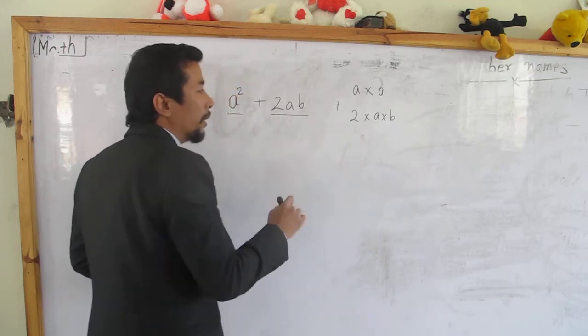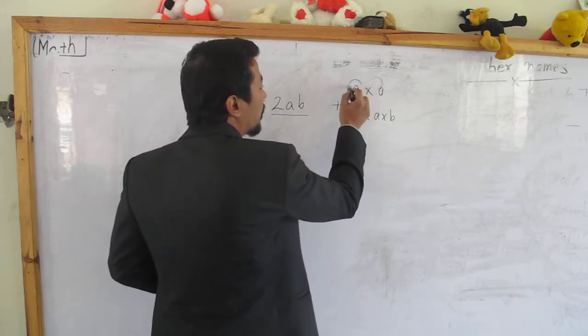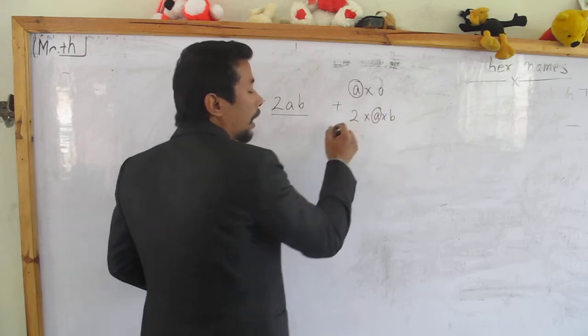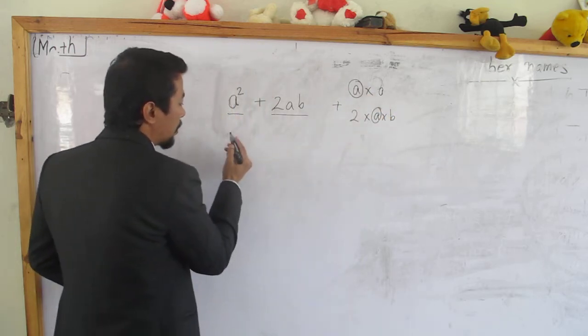Now we look for what is common in both the terms. If you see here, a and a are common. So we take this a out.